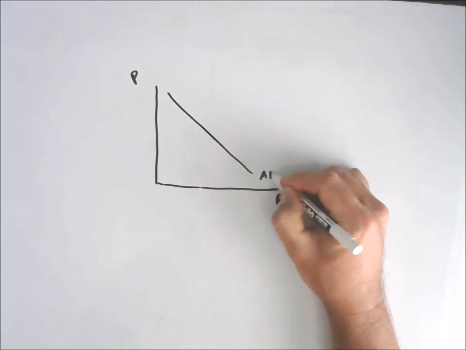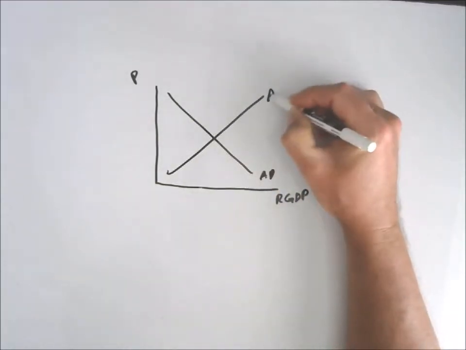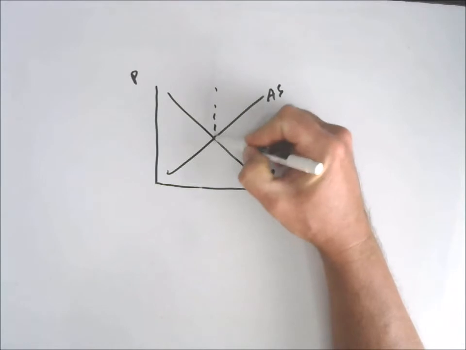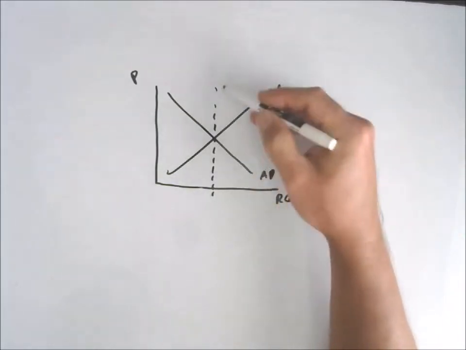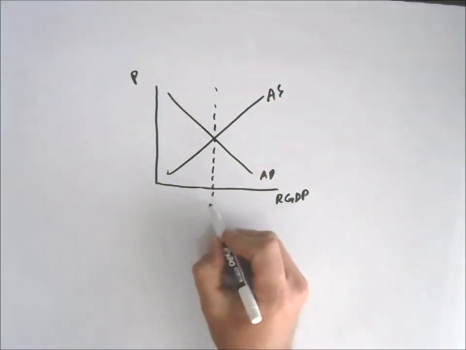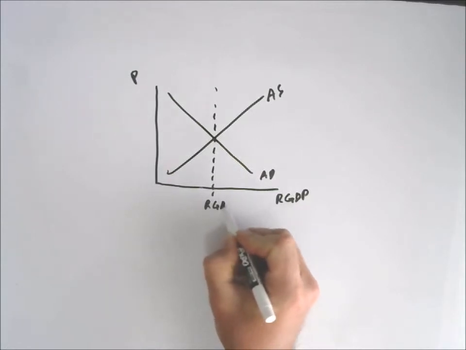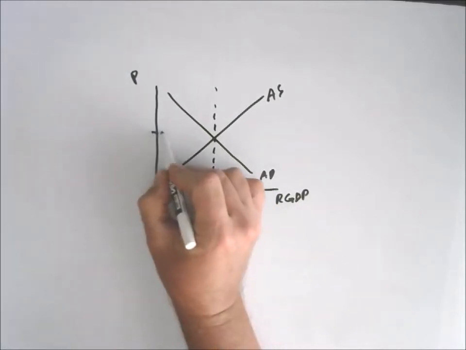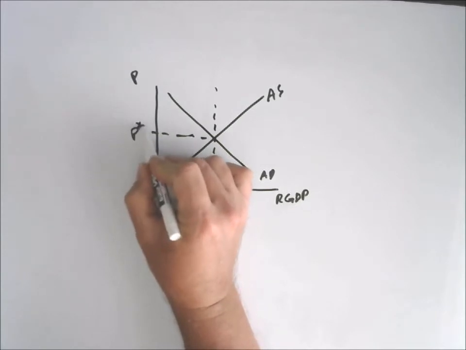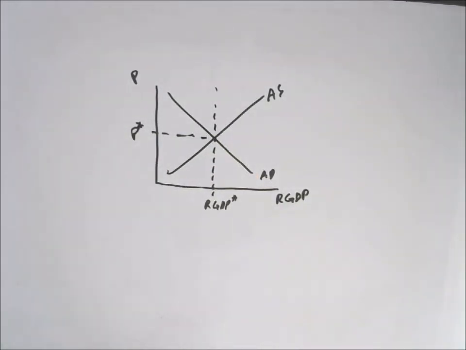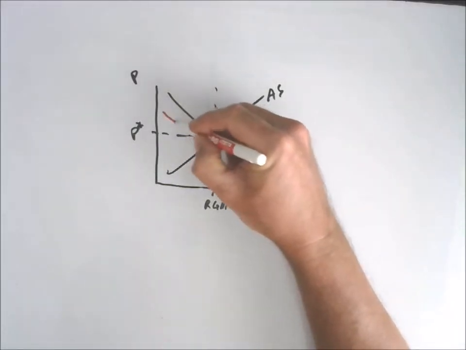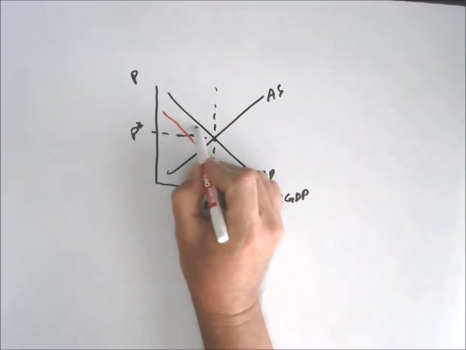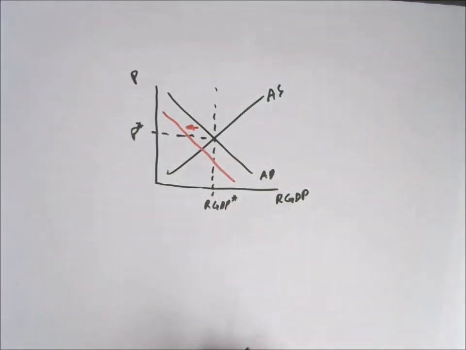Okay, so we've got aggregate demand. We've got aggregate supply sitting in its long run. In other words, it's sitting at potential. So we've got real GDP star, and that equilibrates at some P star. So let's assume that a negative shock hits consumption, investment, government spending, or net exports, and you get a leftward shift in the aggregate demand curve.